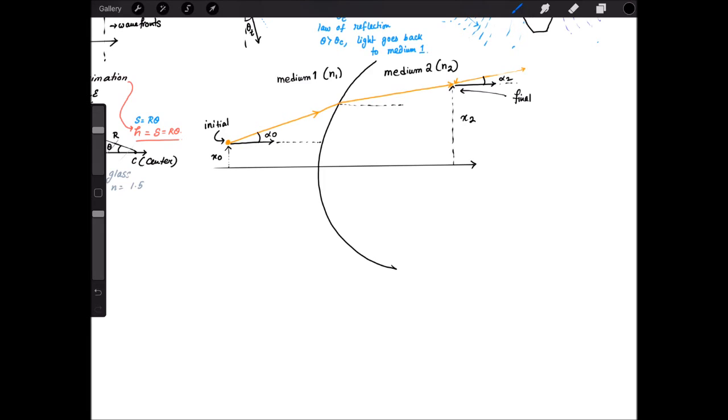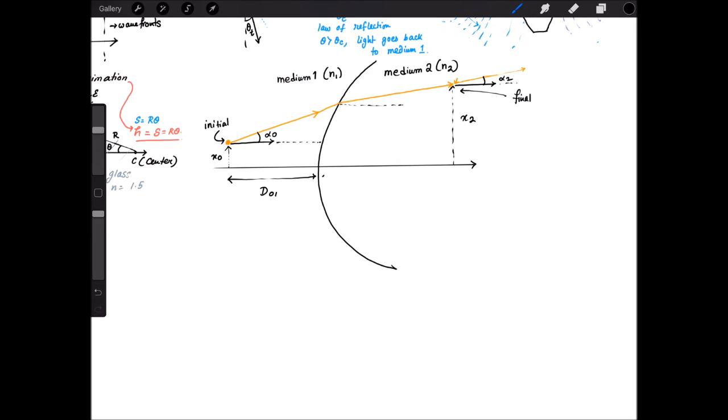So what are those parameters? So let's define this distance. Let's call that d01. Let's define this distance. Let's call that d12.